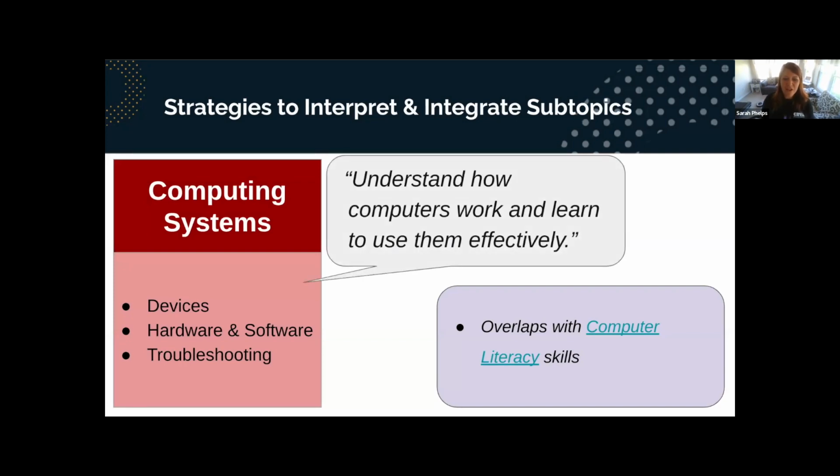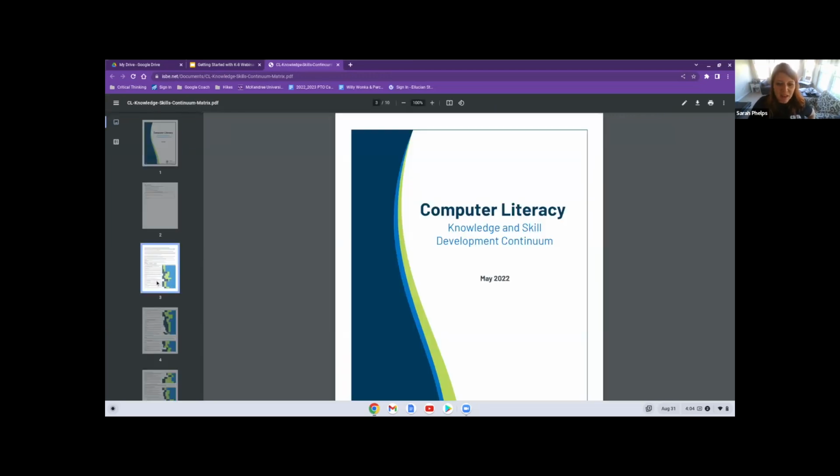So understanding how computers work and using them effectively is this computing system. And computer literacy skills, so much of that overlaps. And if you click on the computer literacy hot link here, it will take you to a wonderful computer skills continuum. If you haven't seen this, this is a continuum that ISBE created that talks about what these skills are. So everything from logging in and creating a safe password to understanding how to turn on or turn off a device, how to reboot it, how to install updates, they're all here.